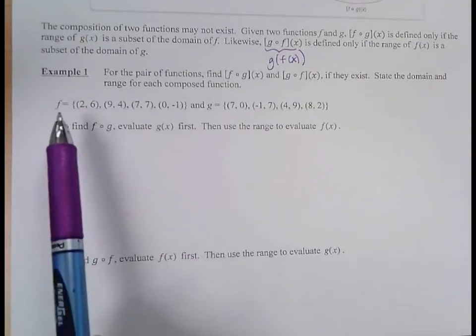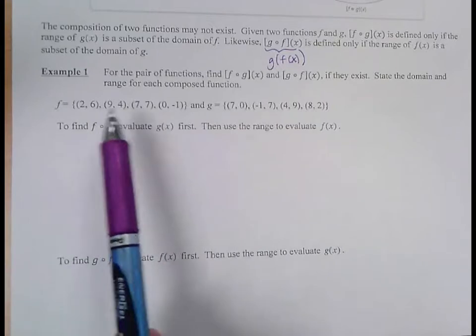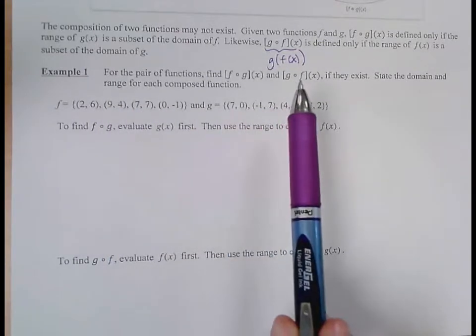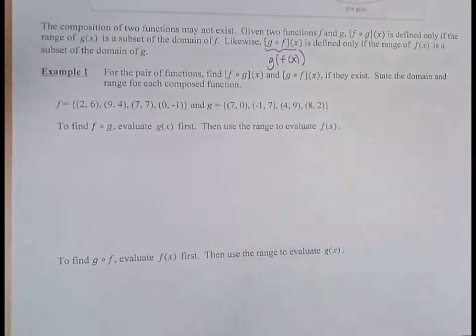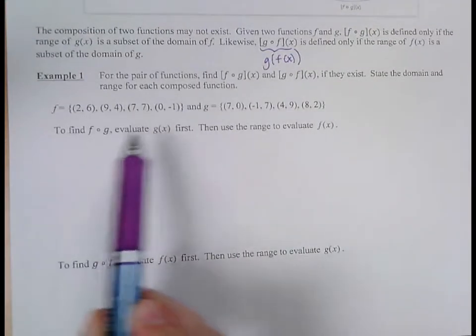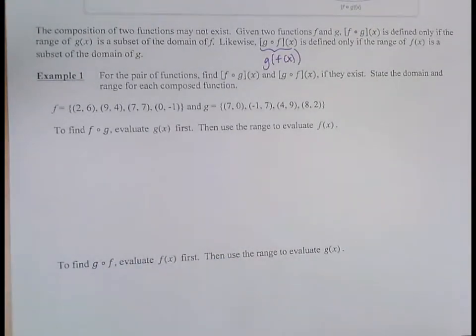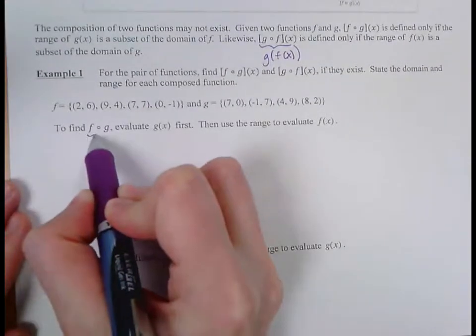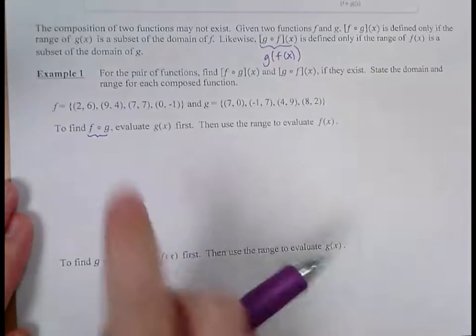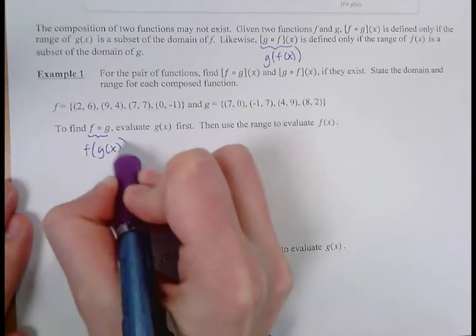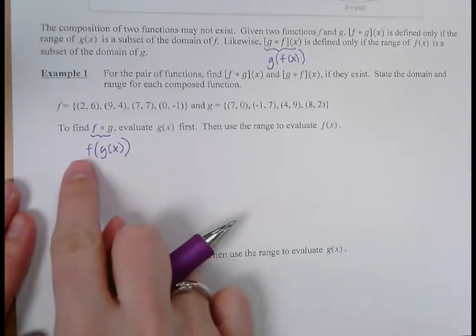So we have a pair of functions. They're both given as sets of ordered pairs. And it says find f of g of x and g of f of x if they exist, and then state the domain and range for each composed function. So I have some directions written out for both f of g and g of f that I'll explain further. So for f of g, first of all, I'm going to write this in the alternative way. So this means I'm substituting g of x into f.